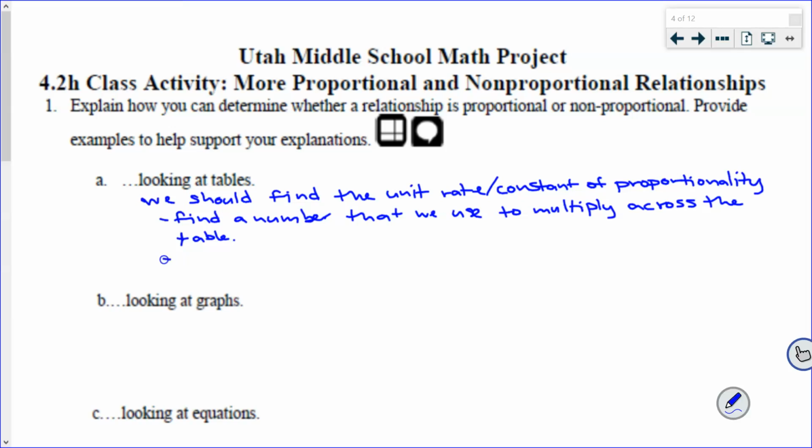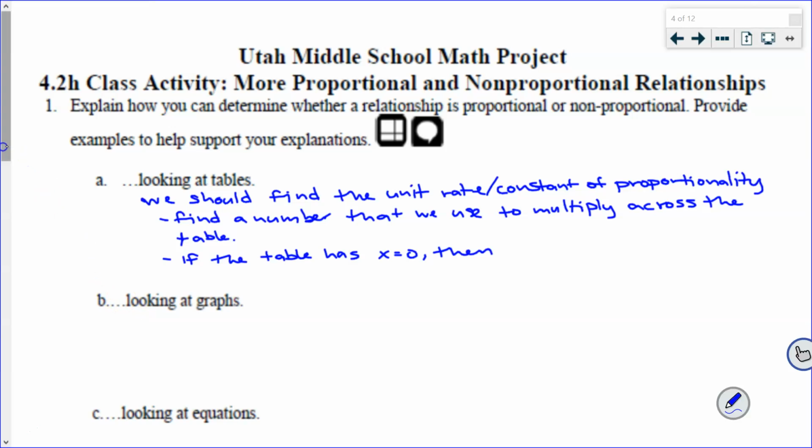What if the table has an x that is 0? I want to tie it into looking at graphs, so I'm going to skip ahead to that one for just a second. If the table has an x that's 0, then what should it also have? Let's pause for just a second. Let's skip ahead to graphs.